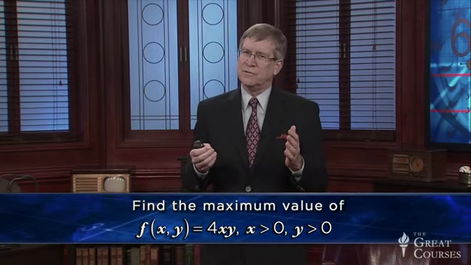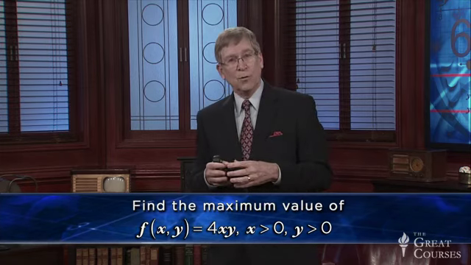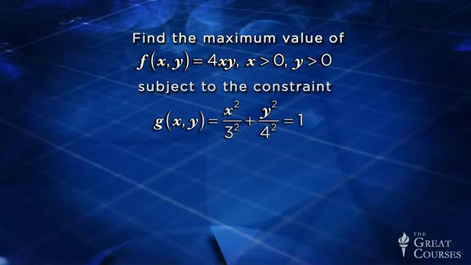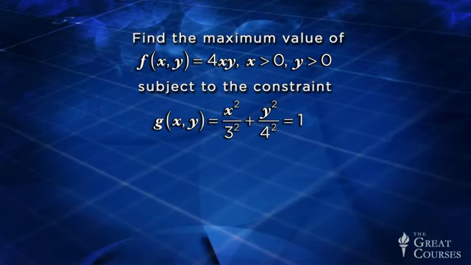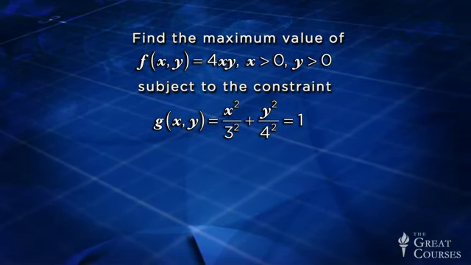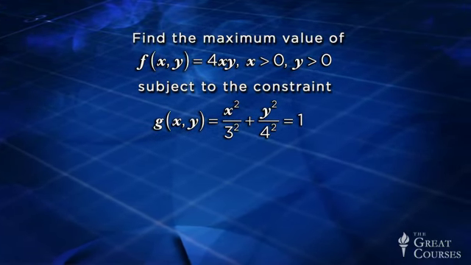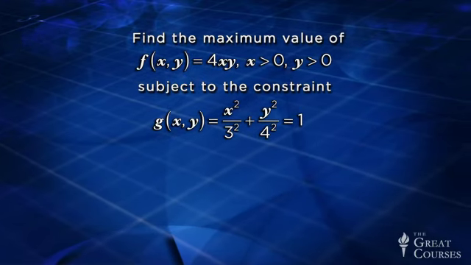Well, let's move back now to our maximization of the area inside that ellipse. Remember how it went. We wanted to find the maximum value of the function of two variables f equals 4xy, x and y both being positive, subject to the constraint that it lies on the ellipse g of x, y equals x squared over 3 squared plus y squared over 4 squared equals 1. So how does the Lagrange multiplier technique work here?